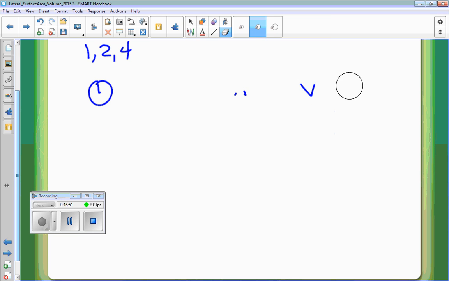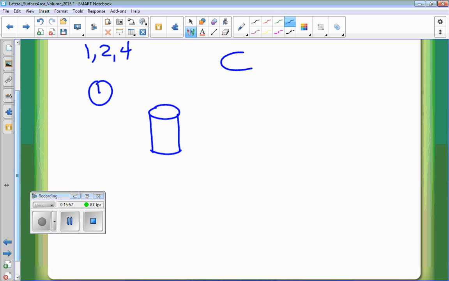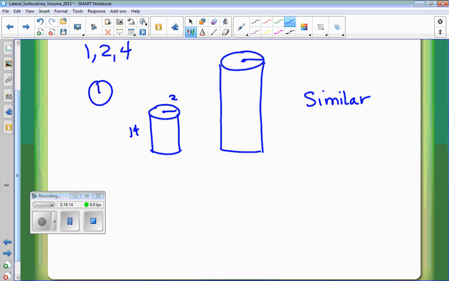So let's look at that problem for a minute. I have a small cylinder and I have a taller or a larger cylinder, and they are similar cylinders. It says they're similar. I have 14 and 2, and I don't have 8. I don't know what that is. They're just similar. If I know, maybe you do need the 8. I'm thinking. Can I show you what I was going to do? Let me just finish.